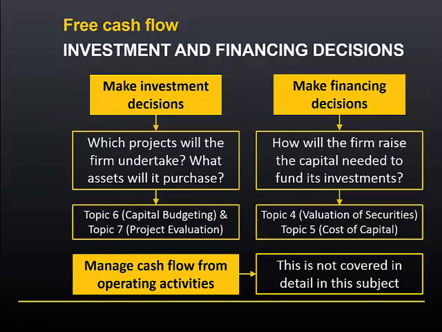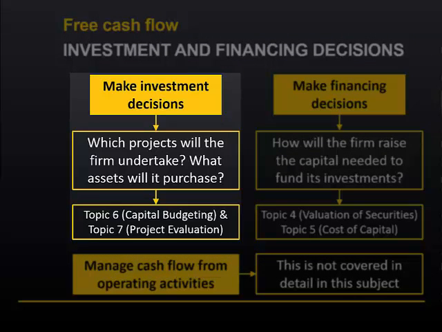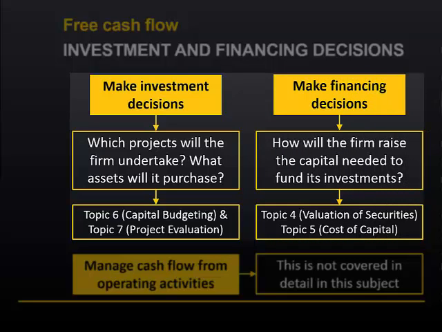In the introductory topic, one of the things we talked about are the different kinds of decisions undertaken by a financial manager: investment decisions, financing decisions, and the management of cash flow from operating activities. In this topic we are focusing on investment decisions, but it's important to keep in mind the impact that financing decisions have on the investment decisions.